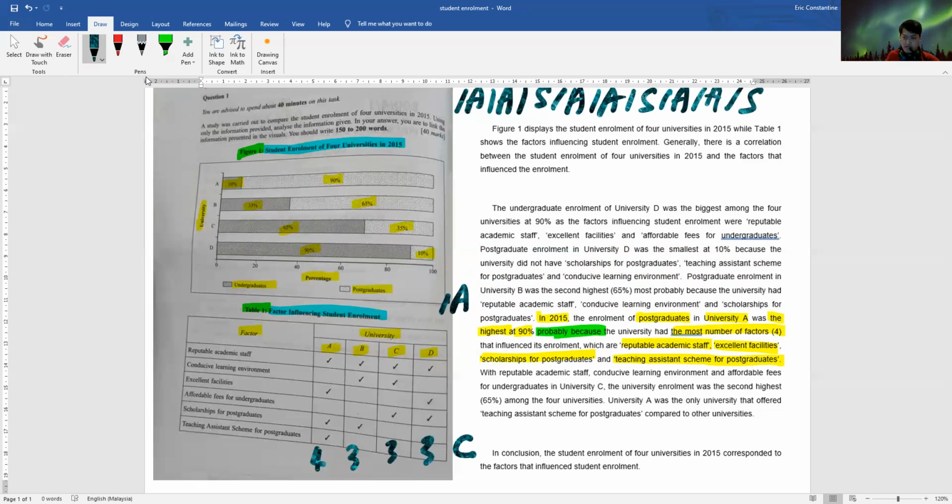Now there are some students, they just write the number of factors and they do not mention the name of the factors there. These are the factors mentioned in the table 1. So I strongly recommend all of you, you are strongly recommended to write down once again what are those factors that influence the enrollment. So we have another 1A here and then 1S. So far so good. So probably because this is the most important keyword.